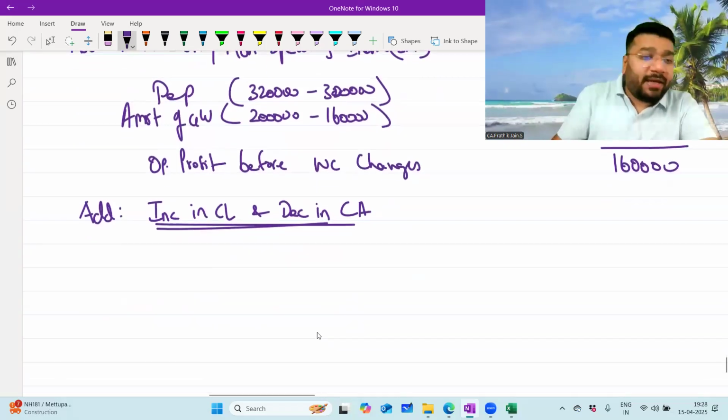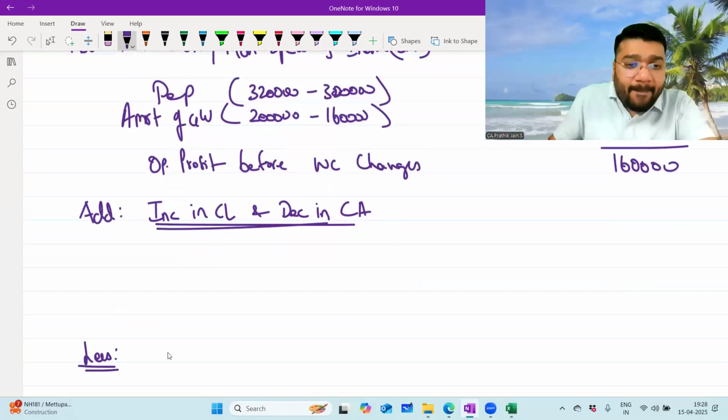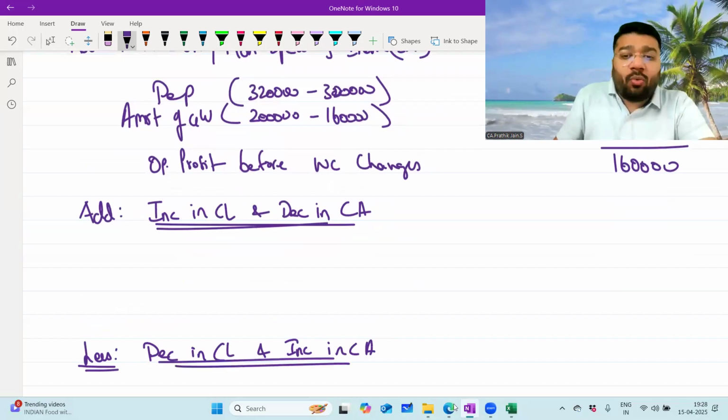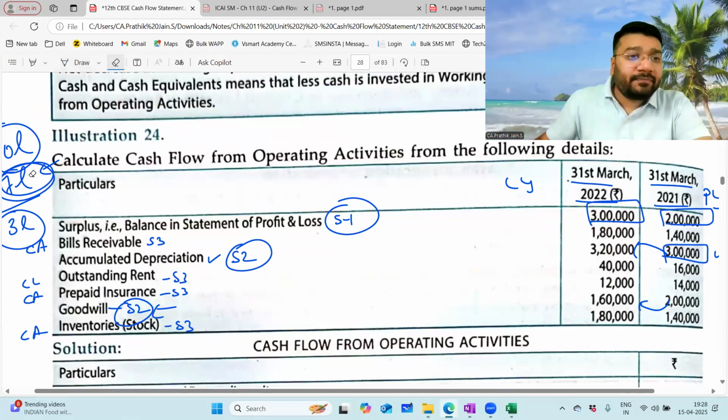I'm leaving some 4-5 lines because I don't know what item it is. Less: decrease in current liability and increase in current asset. Okay, wonderful. Let's go one by one. Can we start with bills receivable?